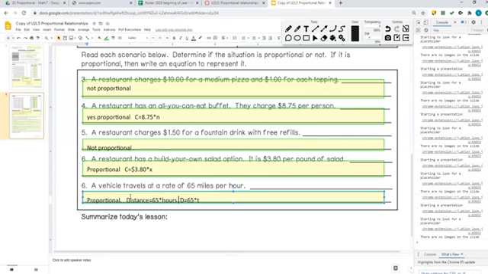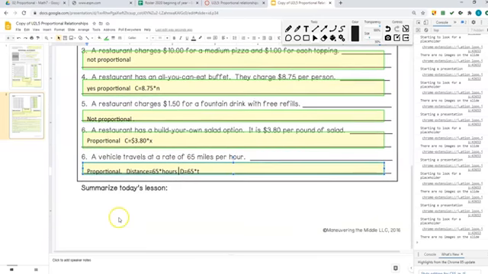So now we can take our situation and identify whether it's proportional or not proportional, and we can make applications of it. Go ahead and summarize what you learned today. Let's drop another text box in there. You should be good to go.